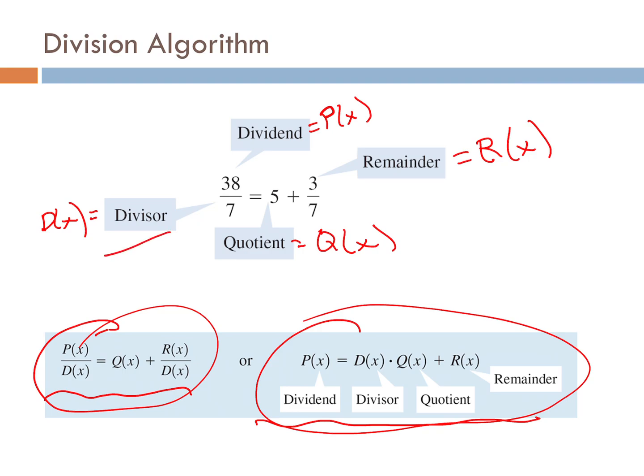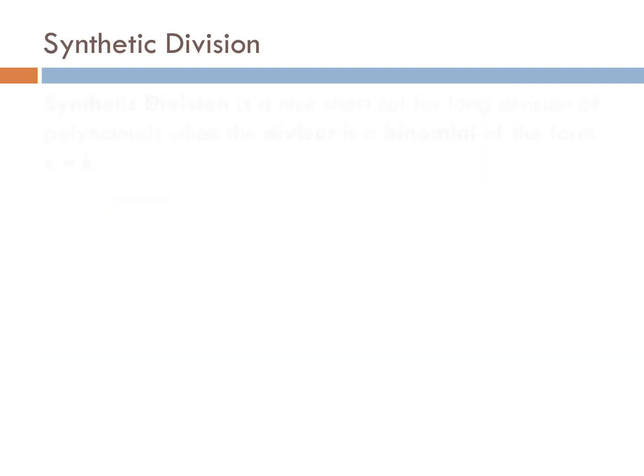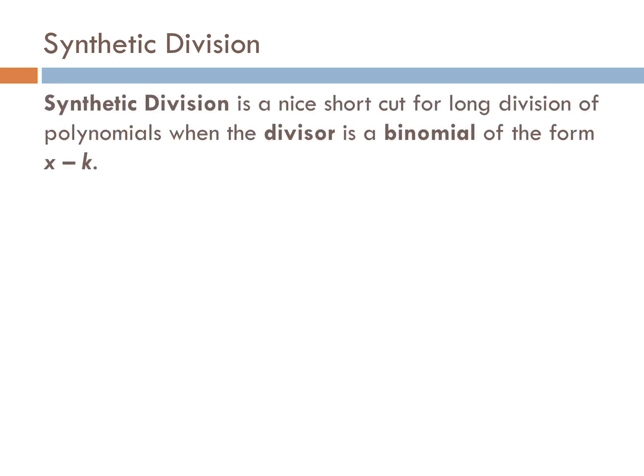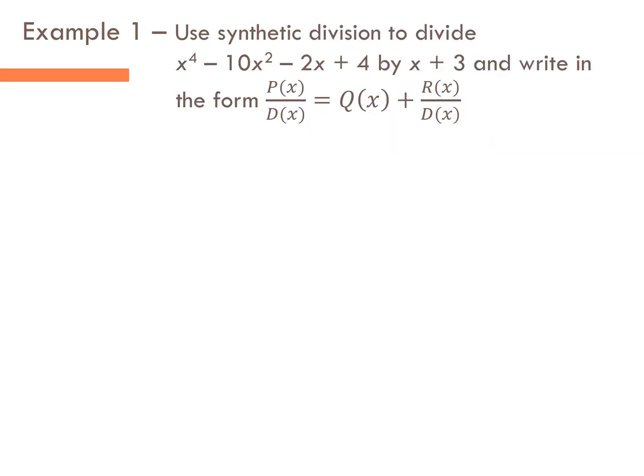The divisor and the dividend will always be given to us. What we're going to do is use synthetic division to get the quotient and the remainder. Synthetic division is just a shortcut of long division. Instead of writing everything out really long, we use this shortcut. We can only do it if our divisor is a binomial though, which in our case today will be true. So I'm just going to do some examples.